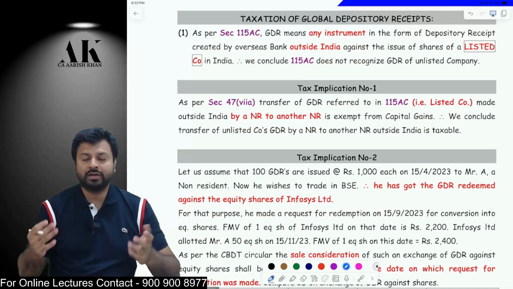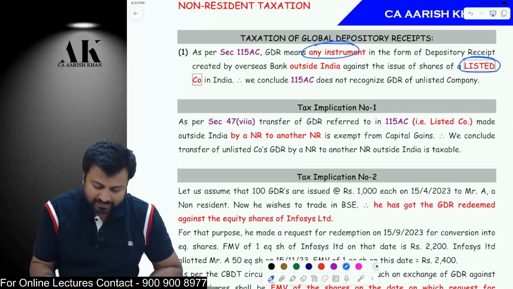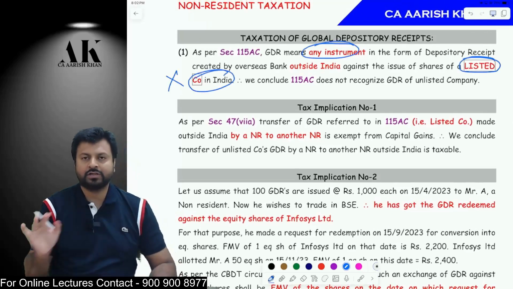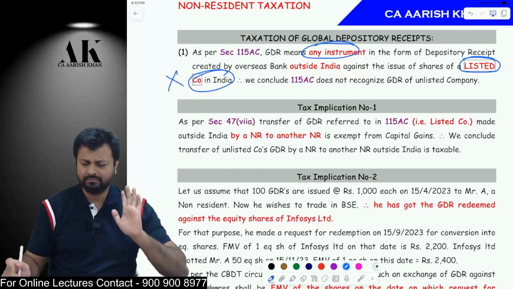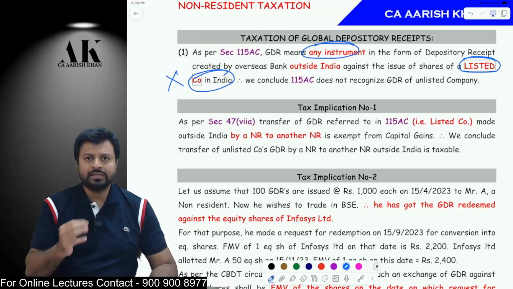First of all, what are global depository receipts? Income tax only recognizes global depository receipts of a listed company. They do not recognize global depository receipts of an unlisted company. Okay. This is the first thing that you have to keep in mind. Now, what is a global depository receipt? Suppose there is a listed company in India by the name of Infosys. Okay.